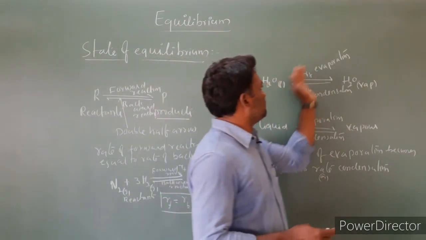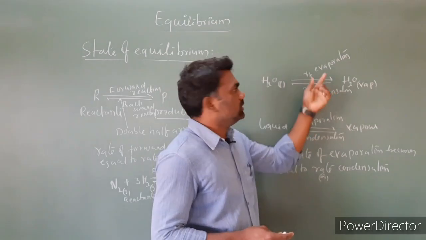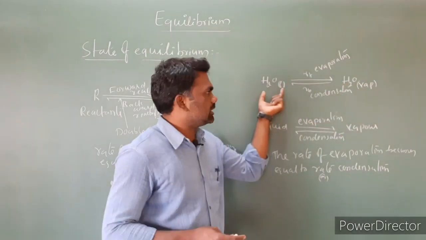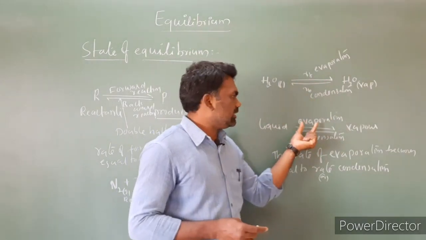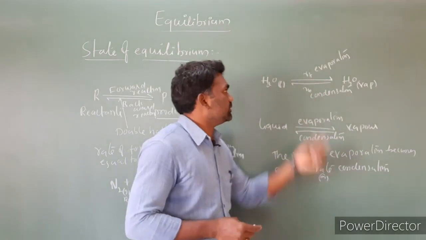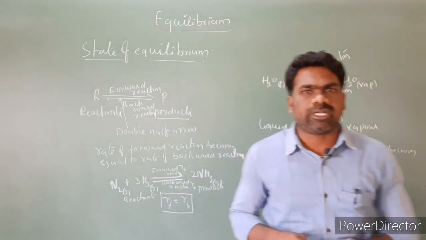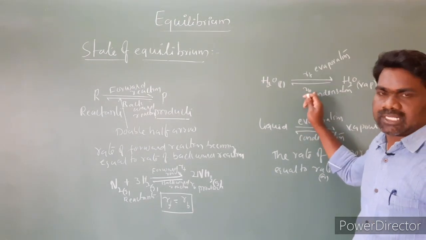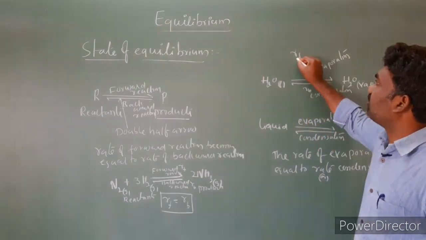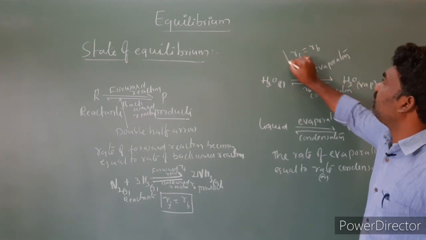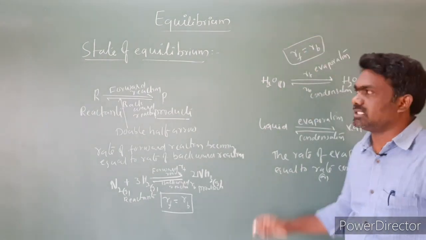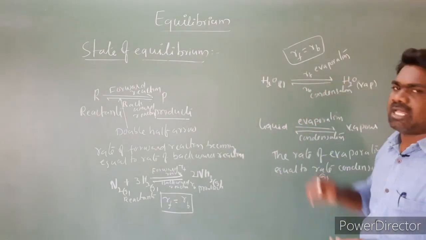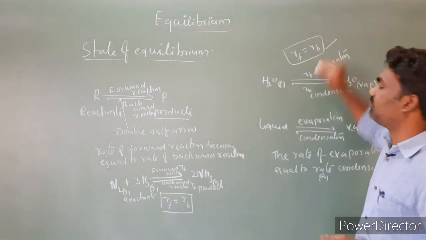Water converting into water vapor is nothing but evaporation. Water vapor converting into the liquid state is nothing but condensation. A stage at which the rate of evaporation is equal to the rate of condensation. The rate of evaporation is the forward reaction, and the rate of condensation is the backward reaction. A stage at which the rate of the forward reaction is equal to the rate of the backward reaction is a state of equilibrium. Equilibrium exists between the forward as well as the backward directions.